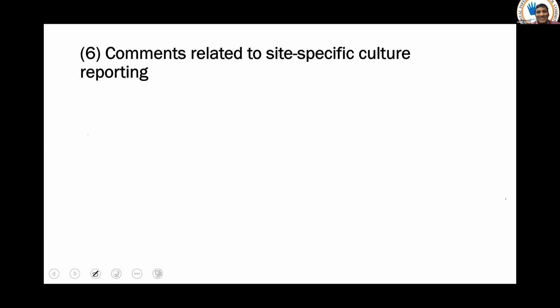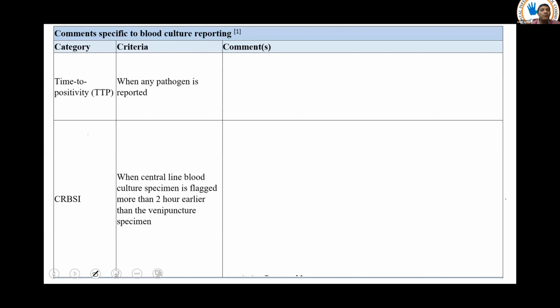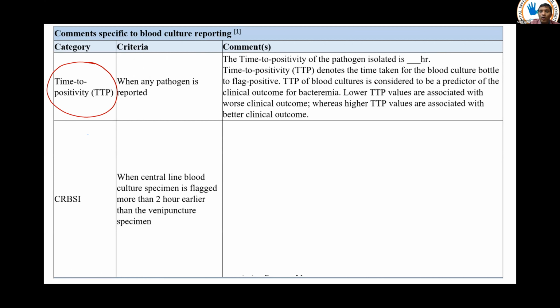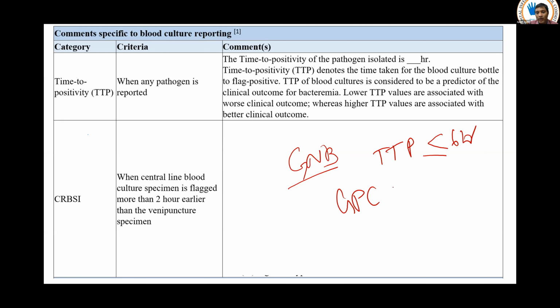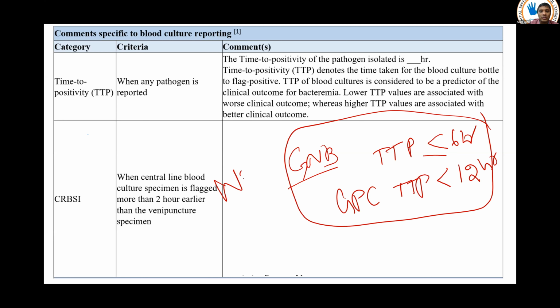Comments are related to site specific culture reporting. We always mention time to positivity in our culture report, and we mention that lower TTP is associated with worse clinical outcome, and higher TTP is associated with better clinical outcome. You all must know that for gram negative bacilli, a TTP of less than 6 hours, and for gram positive cocci, a TTP of less than 12 hours, is associated with worse clinical outcome.